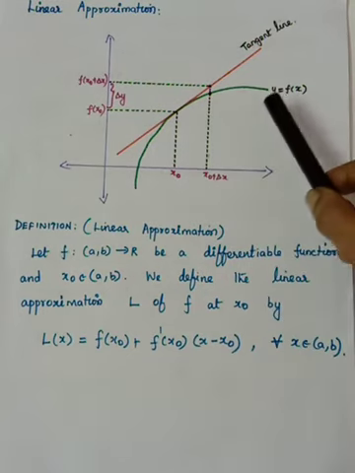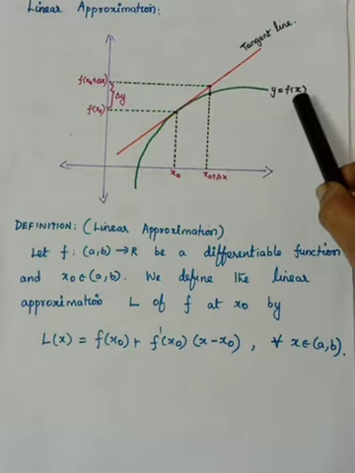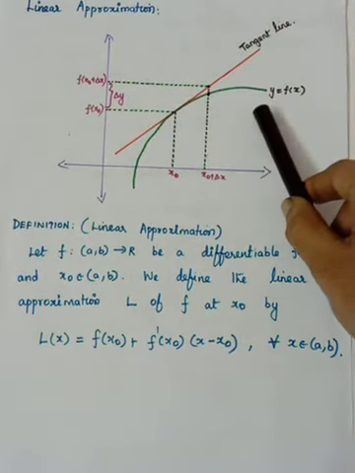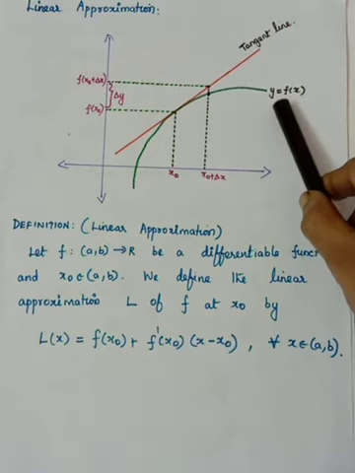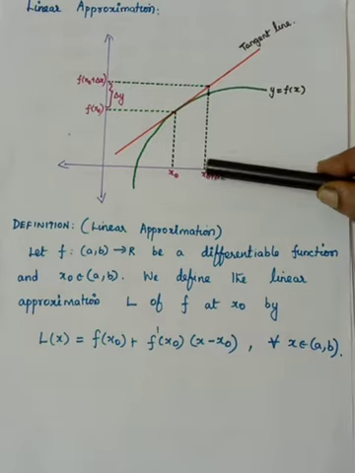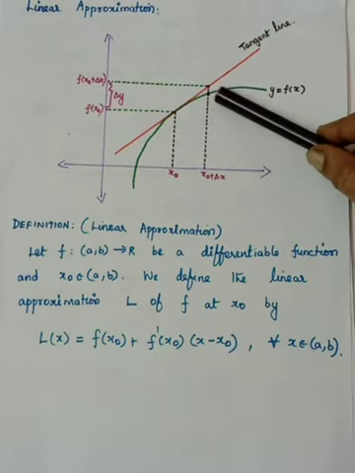Here y depends on x. If I make a small change in x, it will affect the value of y. So therefore, y is now f of x naught plus del x. So this vertical distance is f of x naught plus del x.